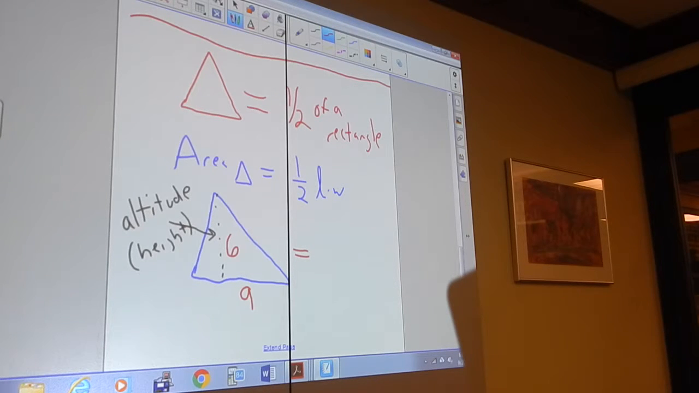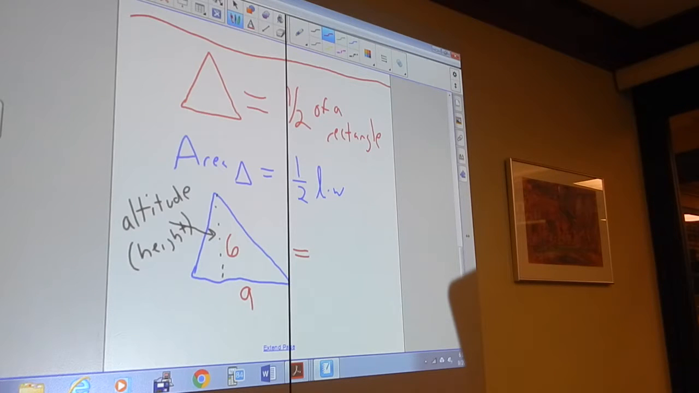And what y'all get? 27. Absolutely. 6 times 9 is 54. 54 divided by 2 is 27. If you didn't want to do it that way, you could have just said half of one of these numbers and then multiply by the other number. It all works the same. Half of 6 is what? 3. 3 times 9 is 27.